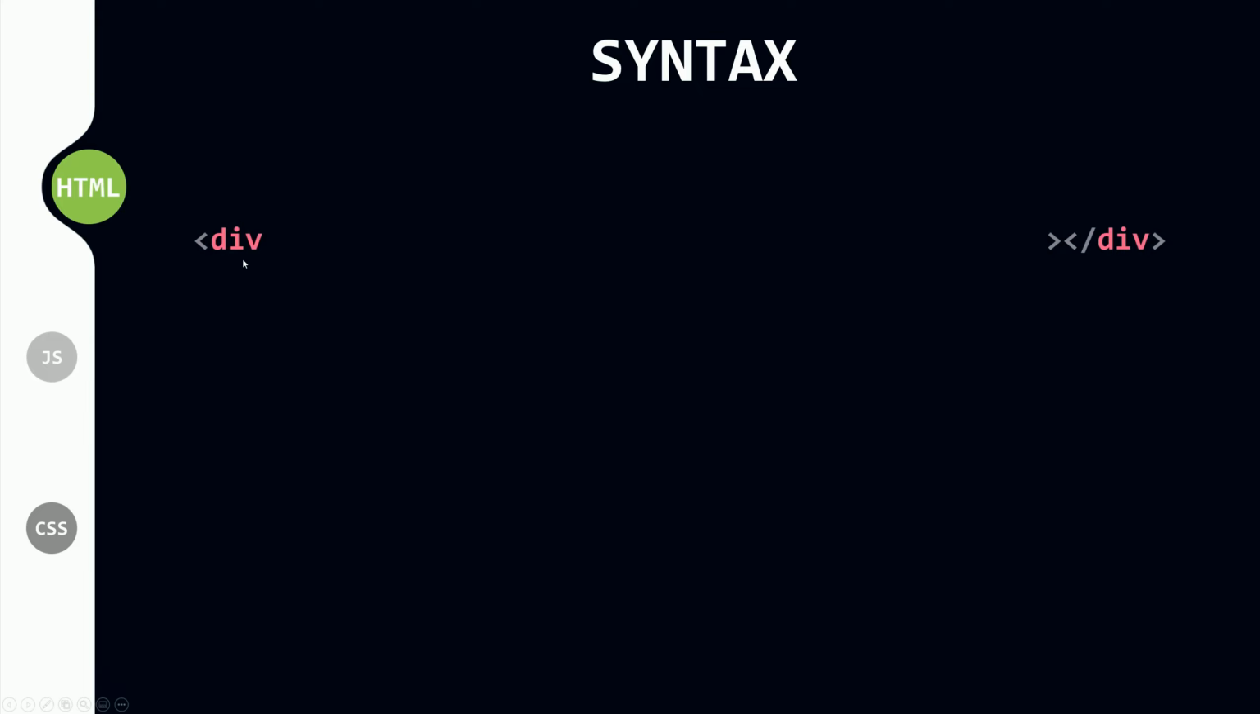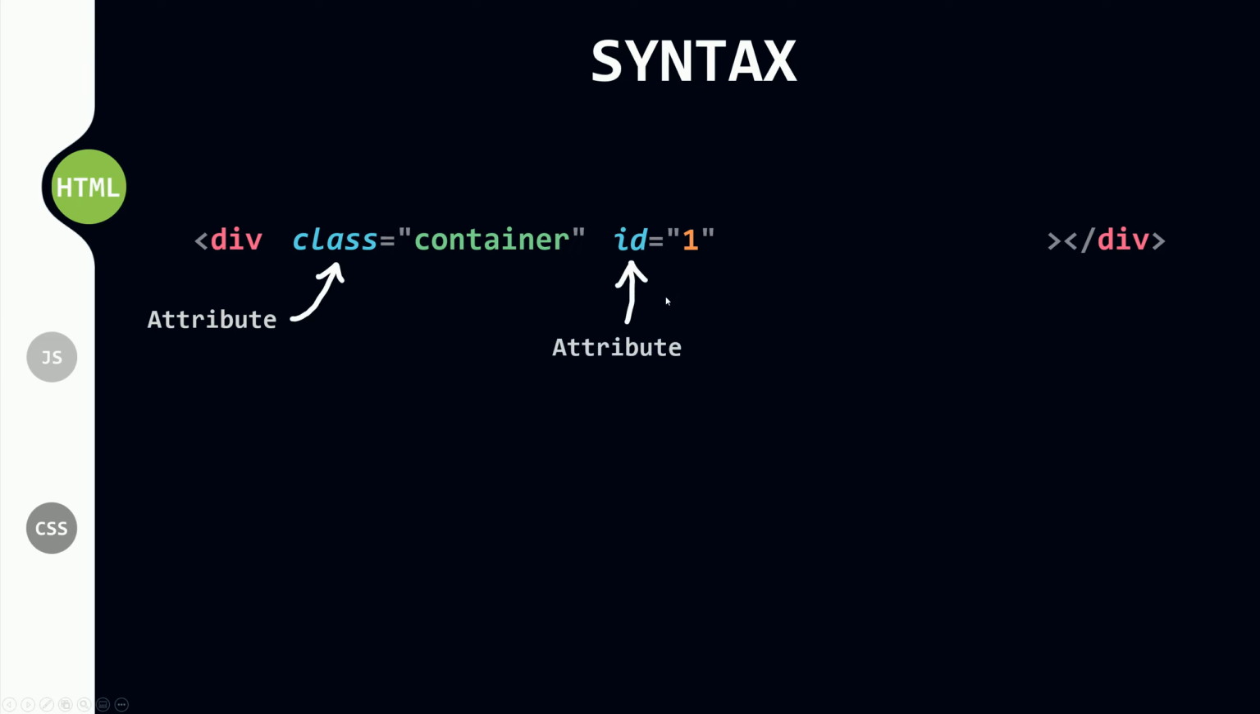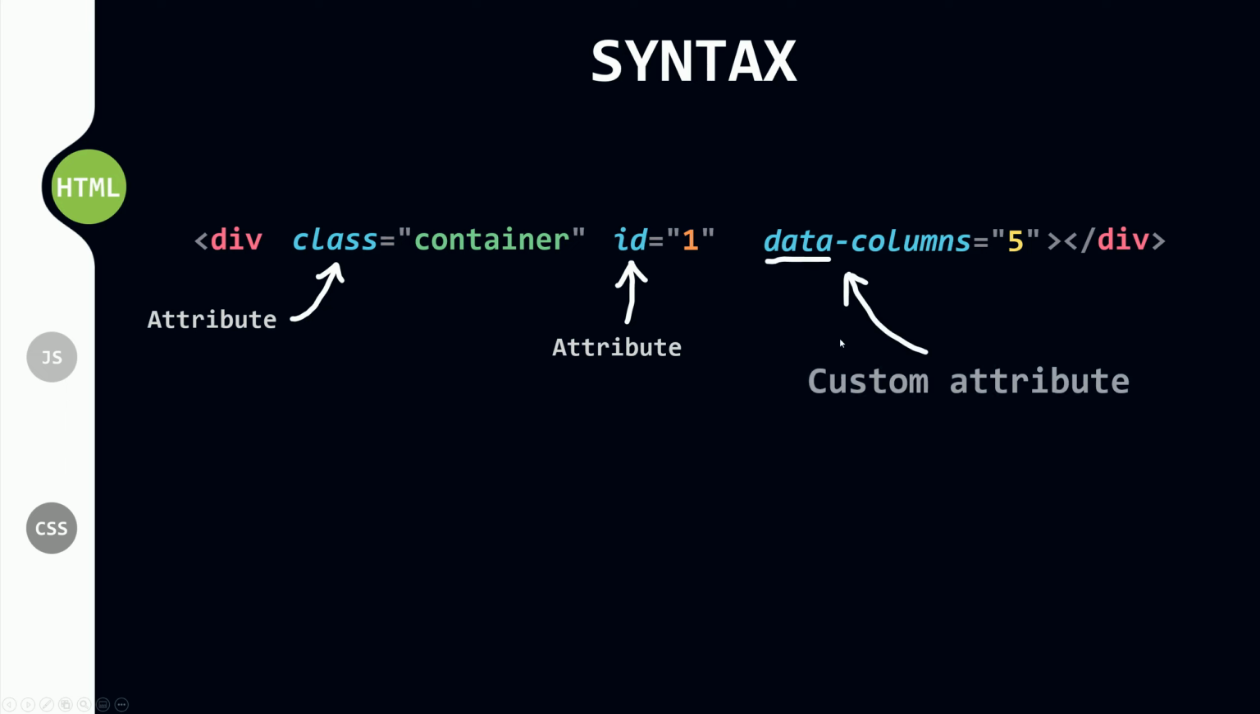When you create an element in HTML, like a div, a section, a header, a body tag, or HTML, anything, here you can put your attributes. For example, when you say class and set it to the value container, class here is an attribute. When you set an ID equal to 1, the ID here is also an attribute. And when you say data-columns, your attribute here starts with data. In this case, this is what we call a custom attribute in HTML5.